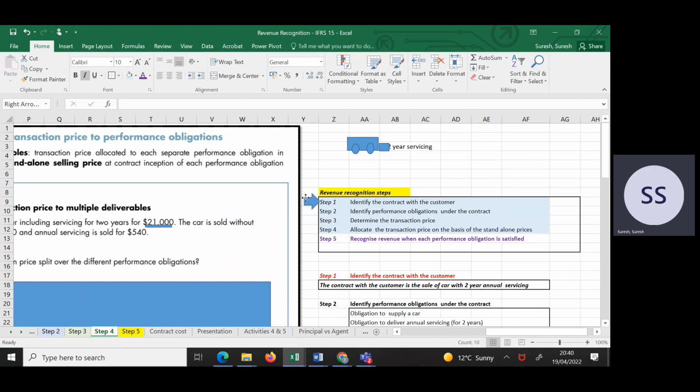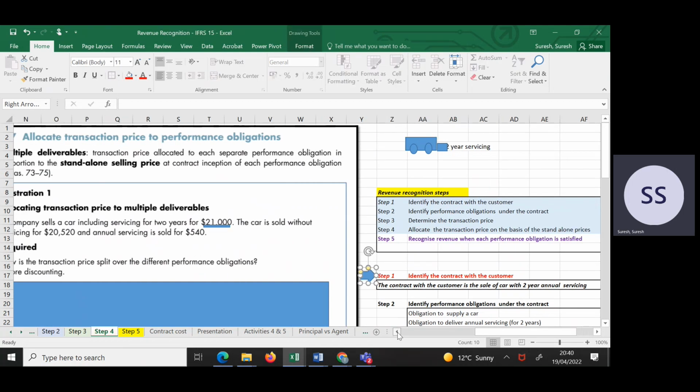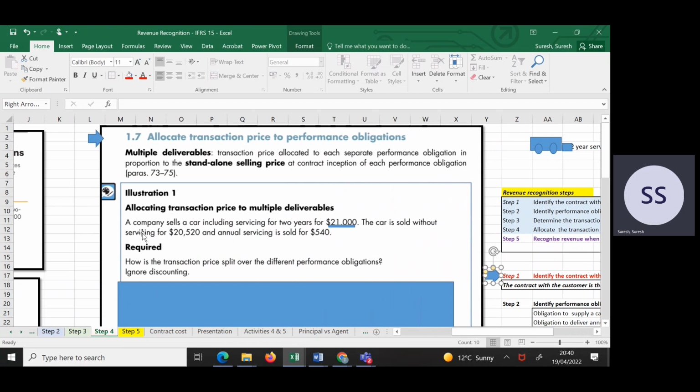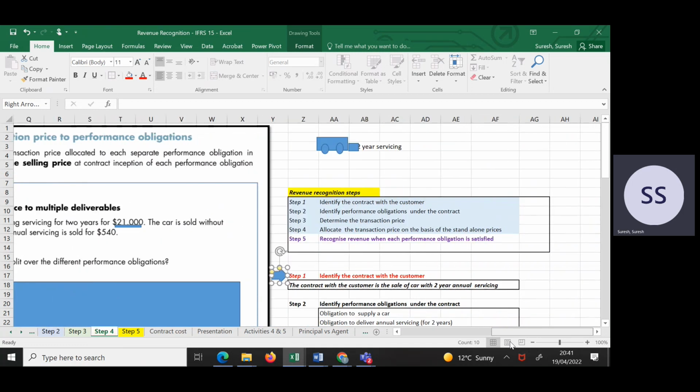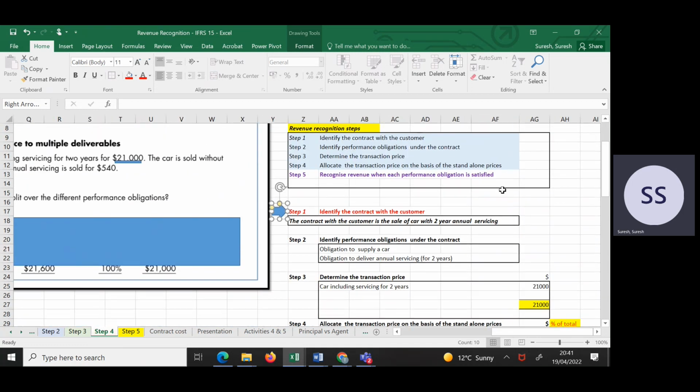So the first step is to identify whether there is a contract with the customer. That's the first step that we need to find out. Is there a contract with the customer? Step 1, right? You can see here a company sells a car including servicing for 2 years. So there is a contract between the company and the person who's going to buy. So yes, there will be a contract. A contract with a customer is the sale of a car with 2-year annual servicing.